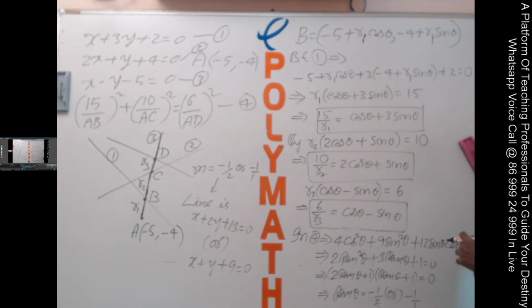9 sin square theta. So there we have the mistake. Now this is plus 6 sin theta cos theta, plus 4 sin theta cos theta, plus 10 sin theta cos theta, plus 2 sin theta. This is correct. This is correct.